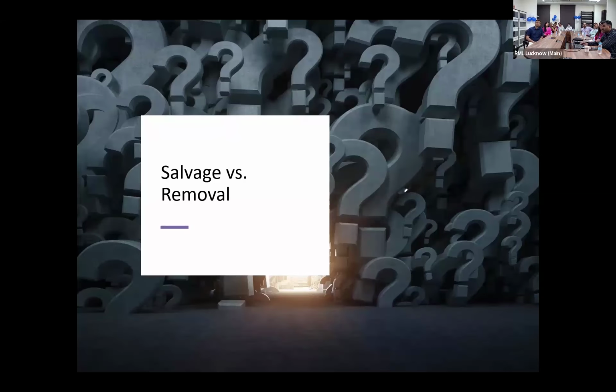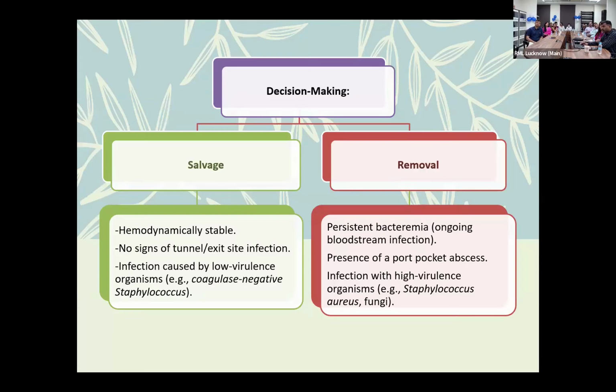Now, the biggest question is: when should we salvage the catheter and when should we remove it? We should salvage the catheter when the patient's hemodynamics are stable, there is no sign of tunnel or exit site infection, and the infection is caused by a low virulence organism like coagulase-negative staphylococcus. And we should remove the catheter when there's persistent bacteremia, like ongoing bloodstream infection, presence of a port pocket abscess, or infection with a highly virulent organism like Staphylococcus aureus or any fungal infection.